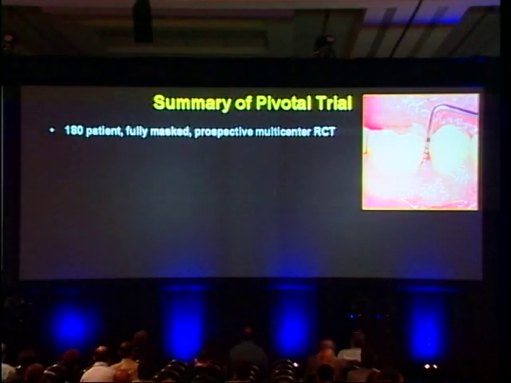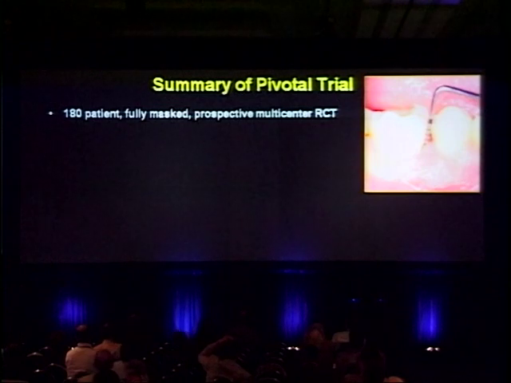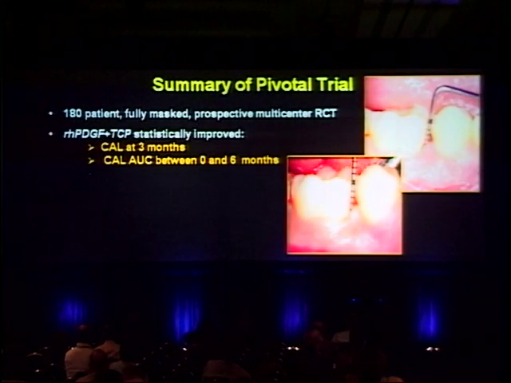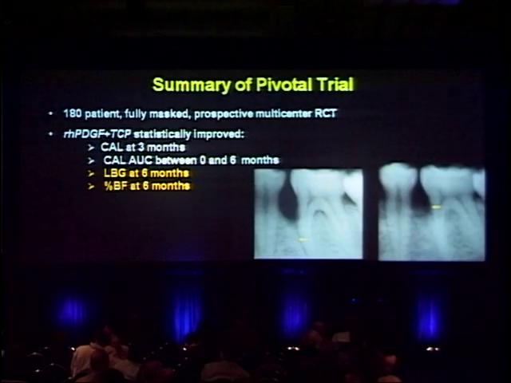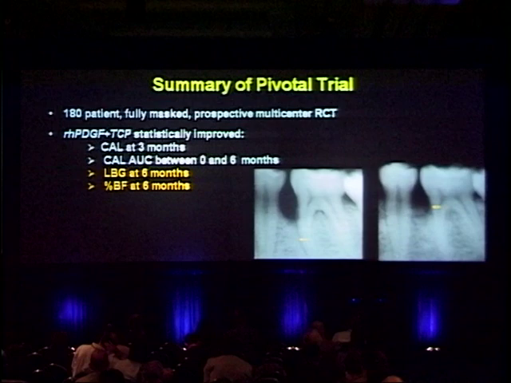So to summarize the pivotal trial, again, this is the largest prospective randomized human clinical controlled trial ever performed on a regenerative product in periodontics. If we look at the recombinant PDGF plus the TCP, there was statistical improvement at CAL gain at 3 months and CAL area under the curve between 0 and 6, interpreted as more rapid CAL gain, and then that CAL gain is maintained over time. Also, significantly more linear bone growth and percent bone fill at 6 months, just another one of my cases showing radiographically these changes.